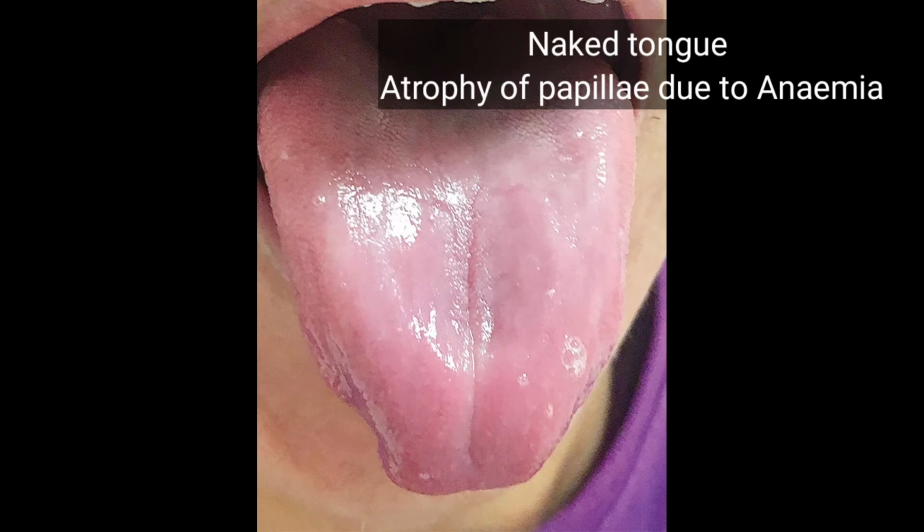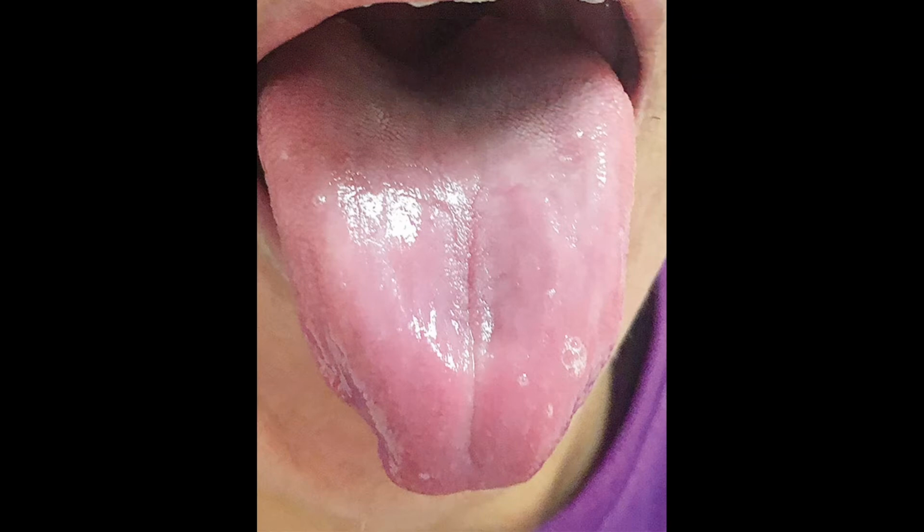This is called a naked tongue because there is complete atrophy of all the tongue papillae, leading to a smooth ball tongue. This is commonly seen in severe anemia and also B12 deficiency, pernicious anemia.